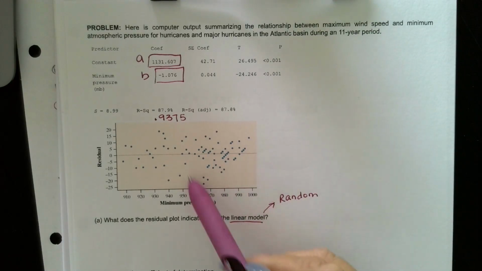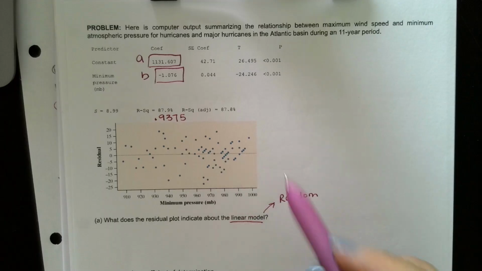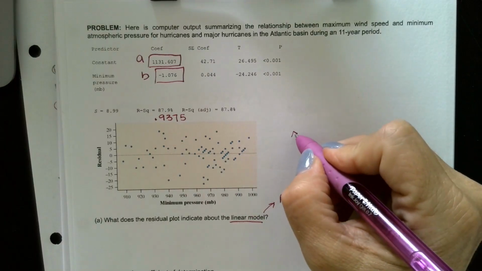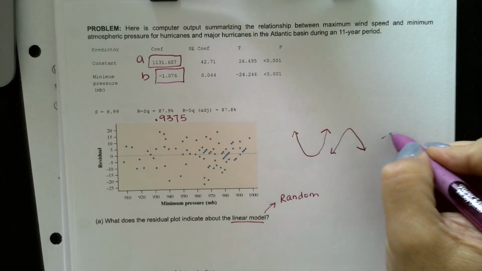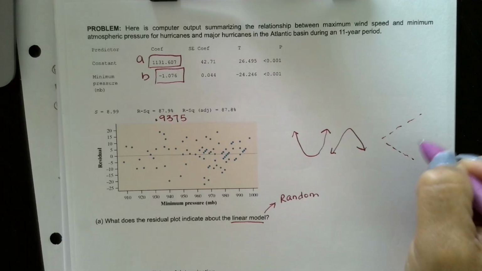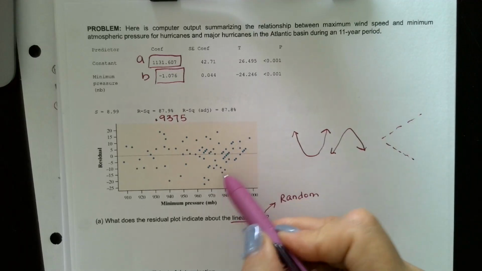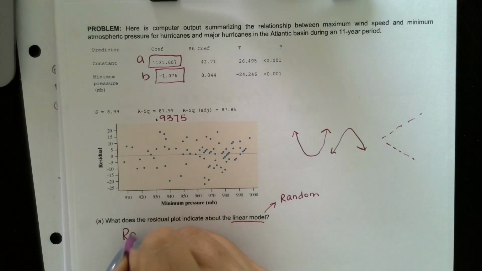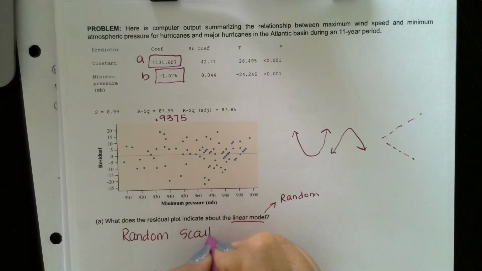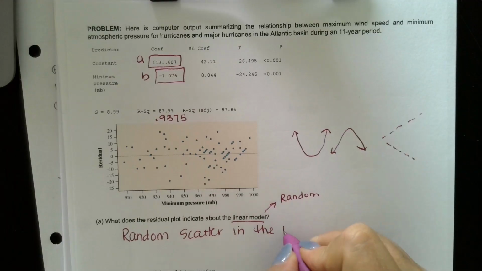I know it looks like we have a pattern right here, but we know that we don't want it to look like a parabola. It can be an up parabola, it can be a down parabola. We don't want it to look like this. Now, it's kind of looking like that a little bit over here, but what I would say is that this has random scatter in the residual plot.